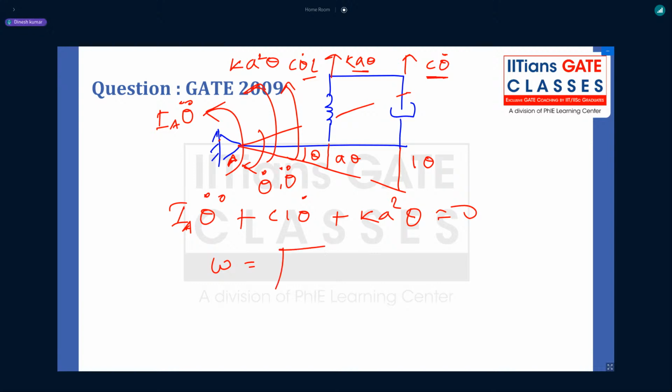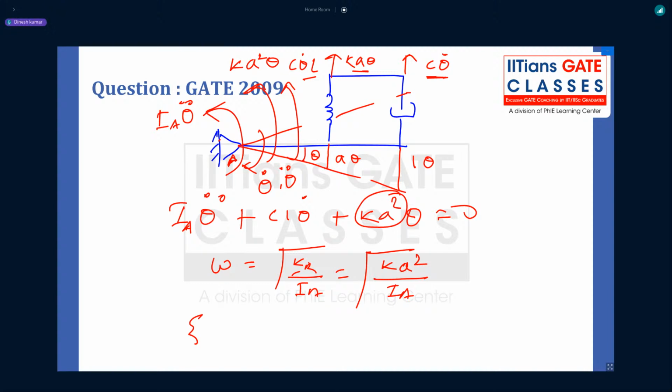It is under root K rotational by J naught, right? So what is the J naught? IA. Now guys, what is the K rotational? It will be nothing but K A square. So what will be the natural frequency? K A square upon IA. Now guys, what will be the zeta? What is the zeta? Yeah, root of K upon I.